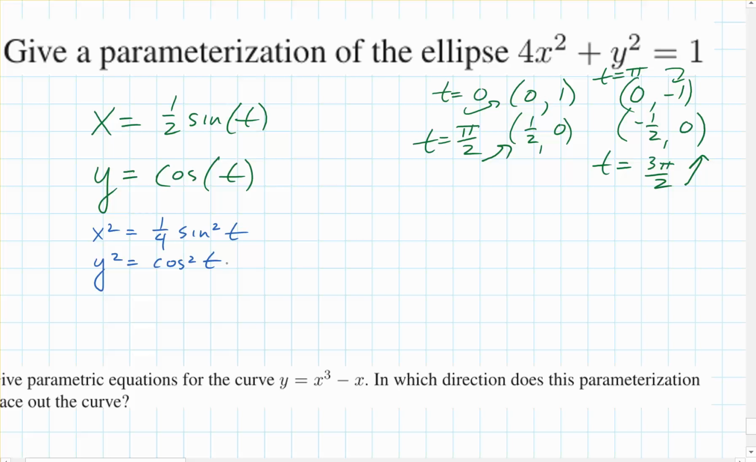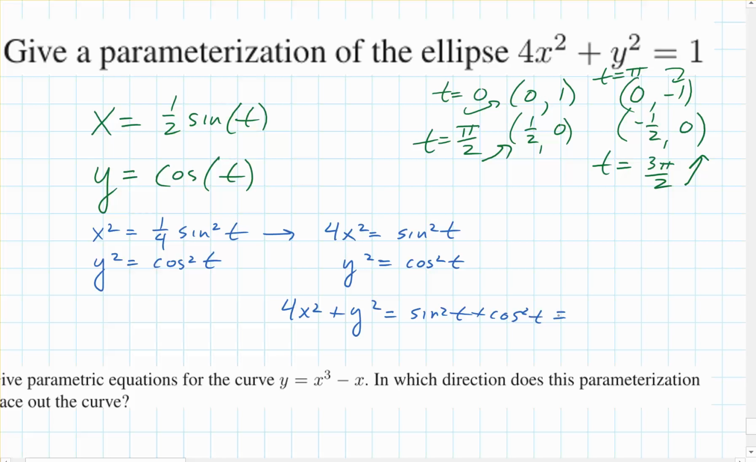Now we can't just add them right now, but what can we turn this into? 4x squared is equal to sine squared t, and y squared is equal to cosine squared t. So if we add these together, what do we end up with? 4x squared plus y squared is equal to? And we know that cosine squared t plus sine squared t is equal to?